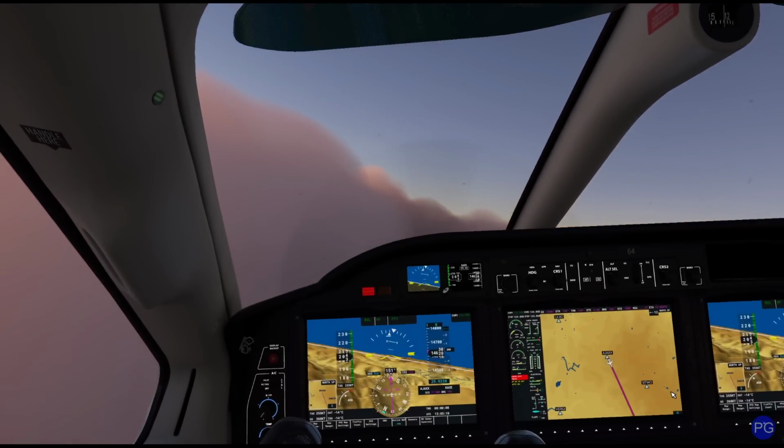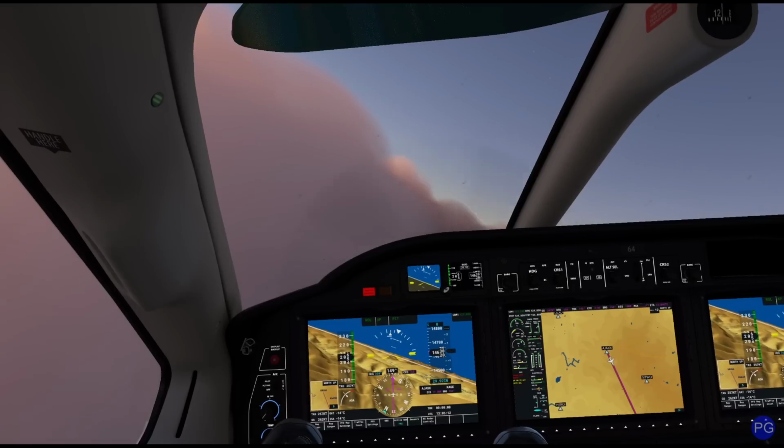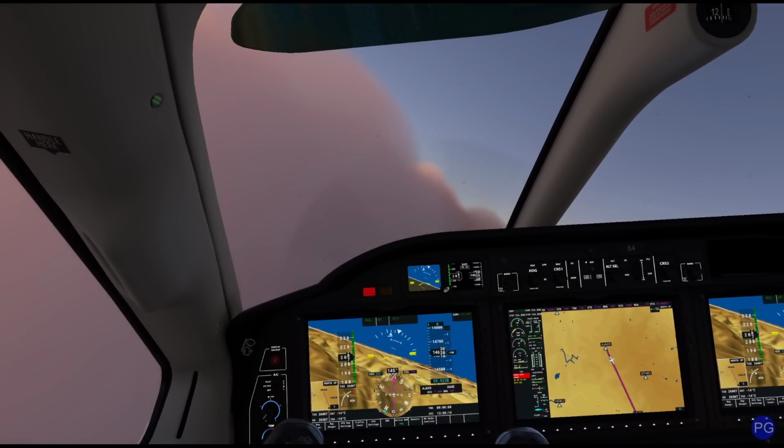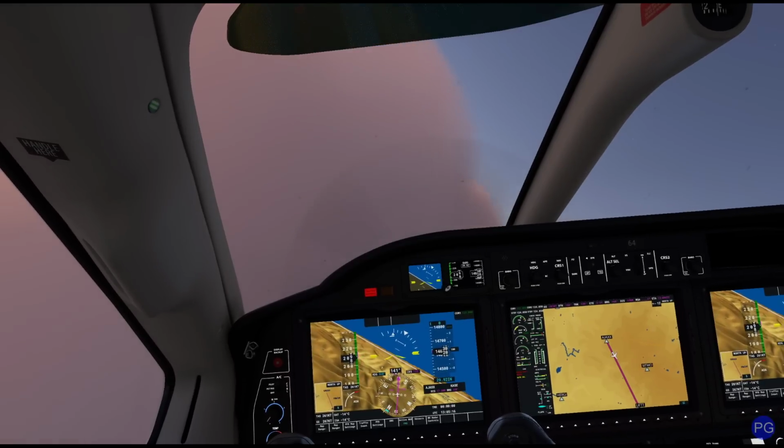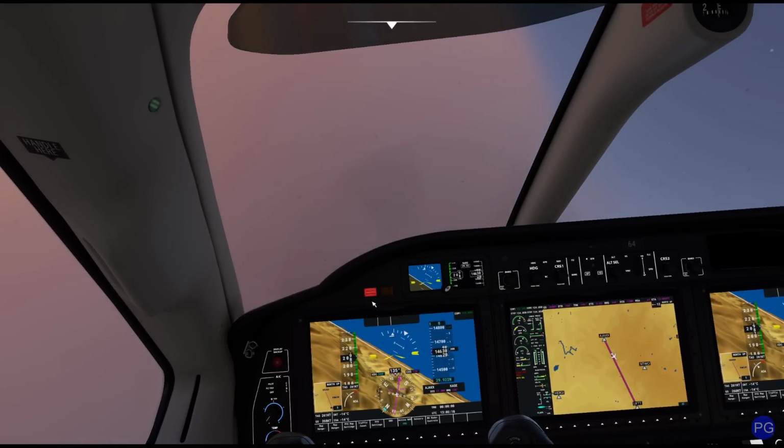And what I'm going to do first is I'm going to just go ahead and lose a little bit of altitude here and do a nice gentle circling, so that I can go ahead and get myself down to the actual altitude that I want to be at.